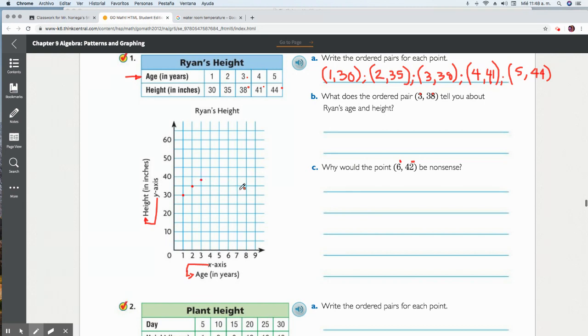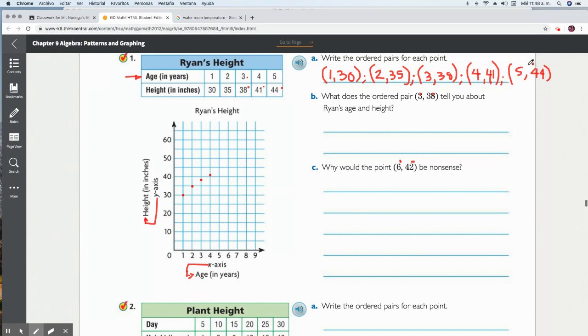So around there, I think it's fine. Okay, now at the age of 4, he was 41 inches. So I'm going to locate 4 on my x-axis and walk up to 41. So 41 would be a little bit higher than 40. So I'm going to plot my point there.